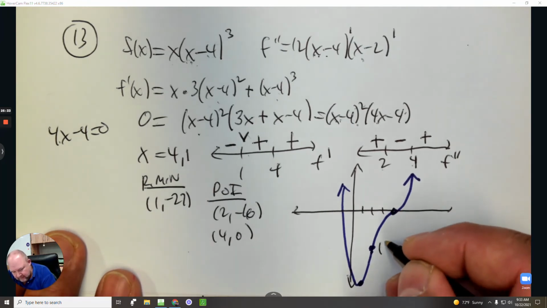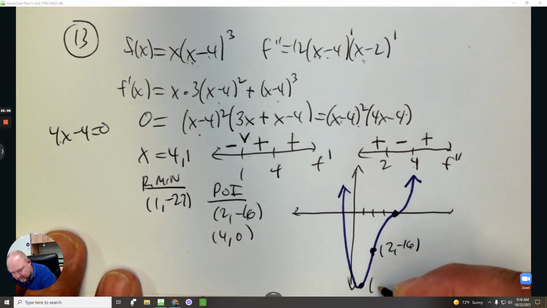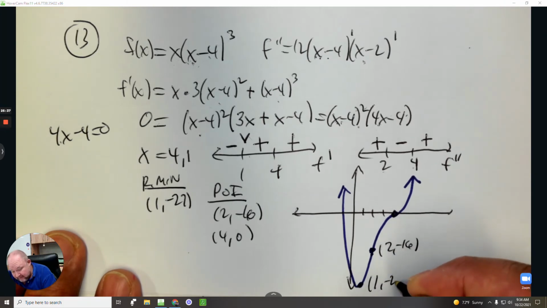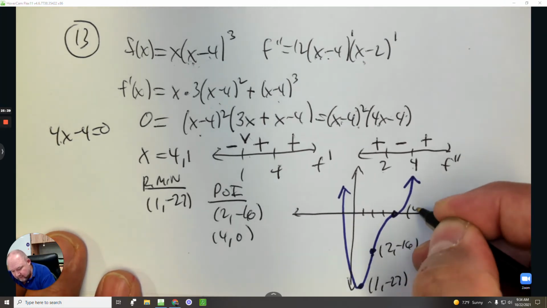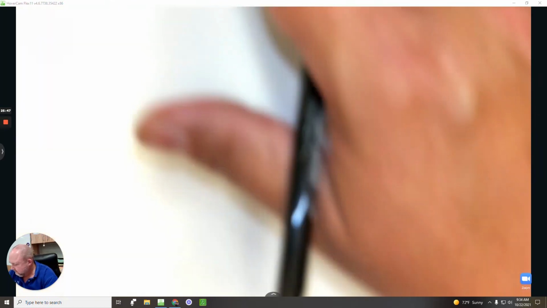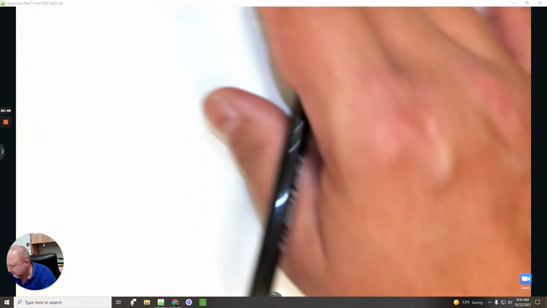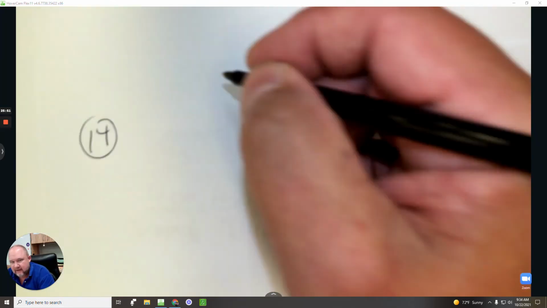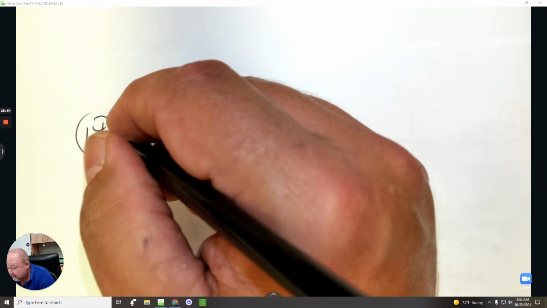And again, this point here is 2 and negative 16. This is 1 and negative 27, and 4 and 0. And those are the important points on the graph. Number 14. What? No graphing in 14. Sad. So number 14 says use the second derivative test.